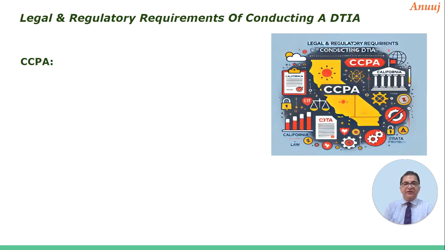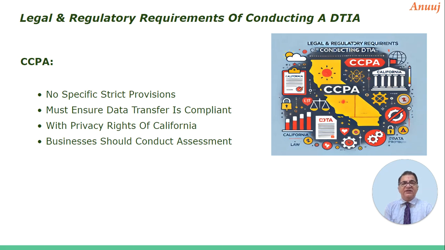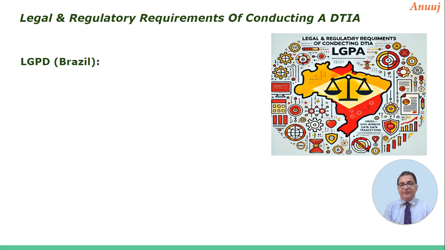The next regulation that we are going to briefly touch upon is CCPA, the California Consumer Privacy Act. There is no specific restriction or provision of monitoring or safeguarding the personal information moving out of California. They say that the data transfer should be compliant. It should follow the California privacy law applicable for information within California, and the same should apply for information that moves out of California. Businesses should conduct assessments to see that the movement of information out of California is safe.